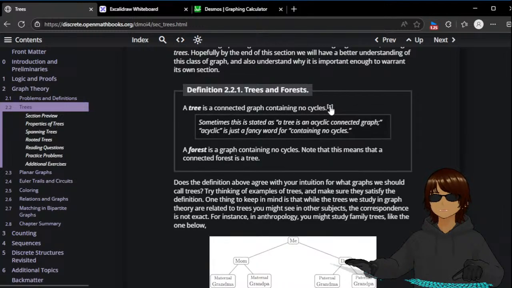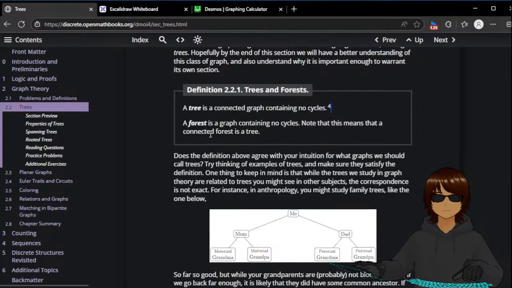Sometimes this is referred to as a tree is an acyclic connected graph. Acyclic is just a fancy word for containing no cycles. A forest is a graph containing no cycles. Now this means that a connected forest is a tree.